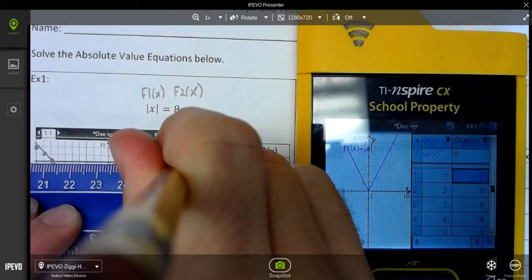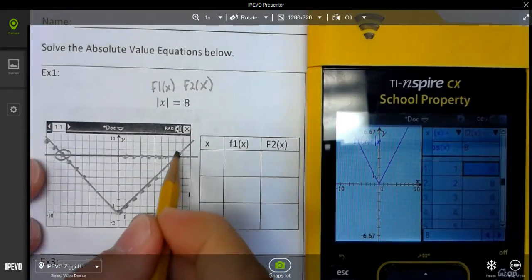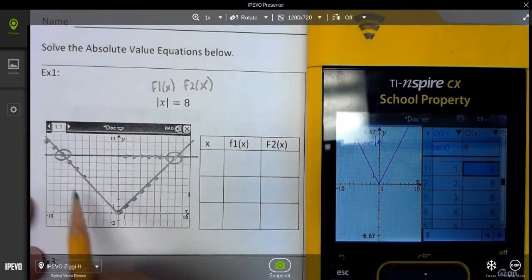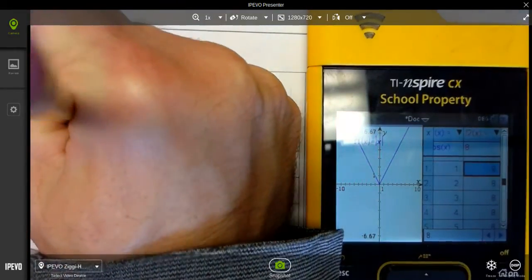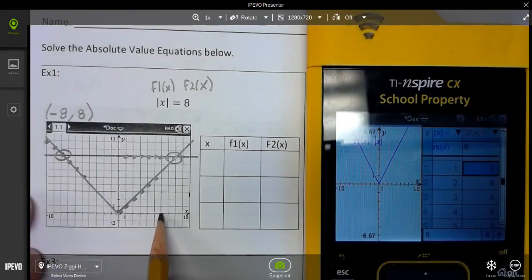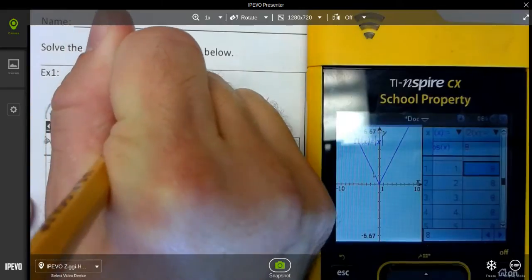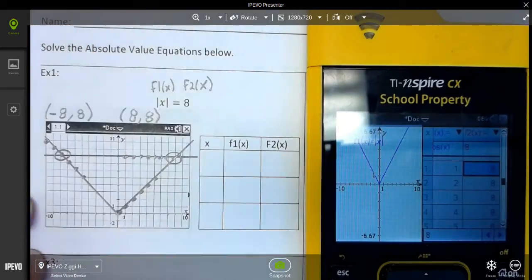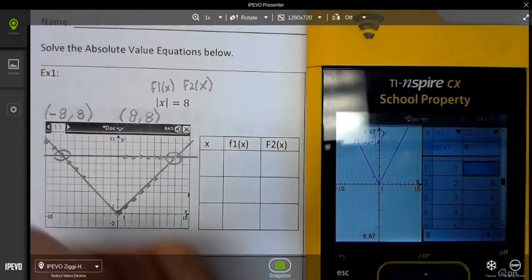All right. So on your graph, you can see that this is the point of intersection and this is the point of intersection. So this point is -8, 8. And this point is 8, 8. Now remember, in the solution, in the steps, we said that we find the x value. So the solutions are x equals -8 and x equals 8.